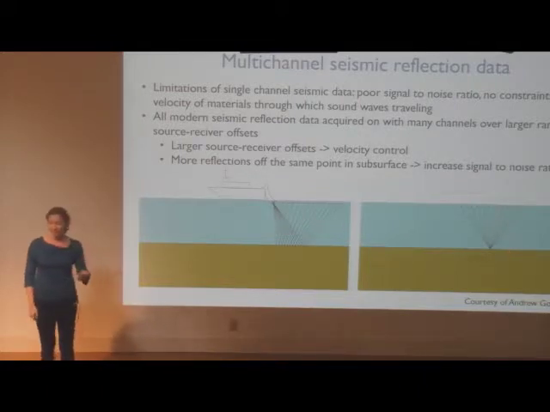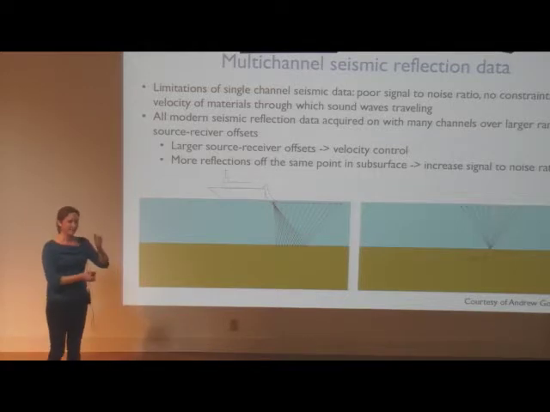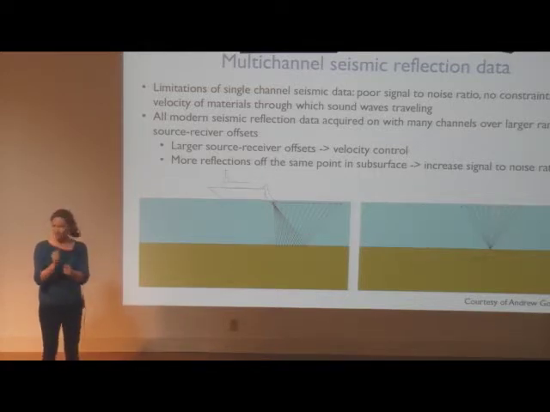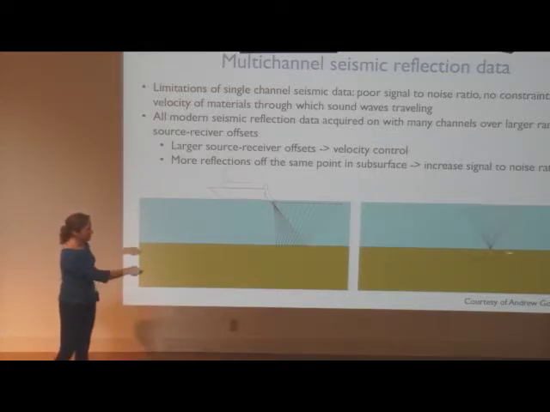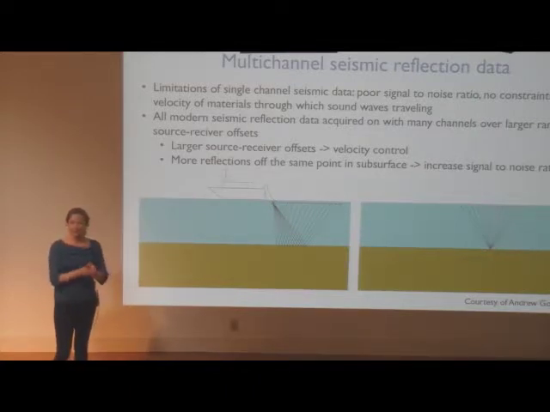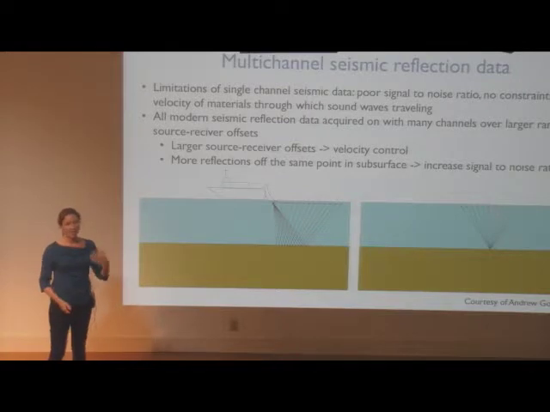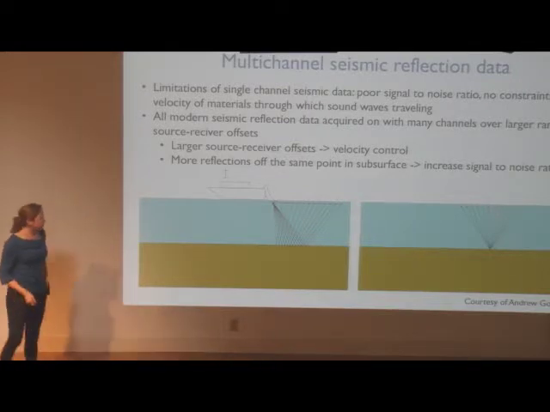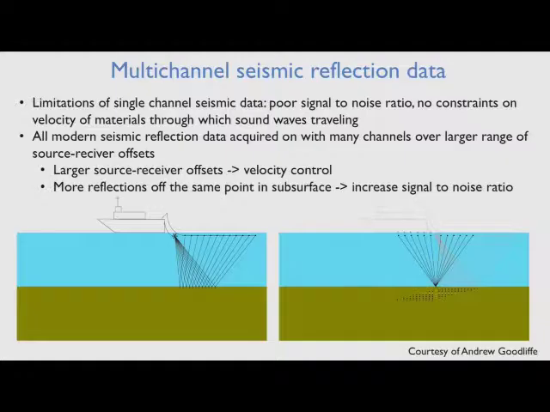But it also helps us beat down the noise, because now, instead of just having one source and one receiver, we're recording many reflections off of the same point. And so by stacking them together, we can really enhance our signal and beat down random noise. So that's why we do it this way.